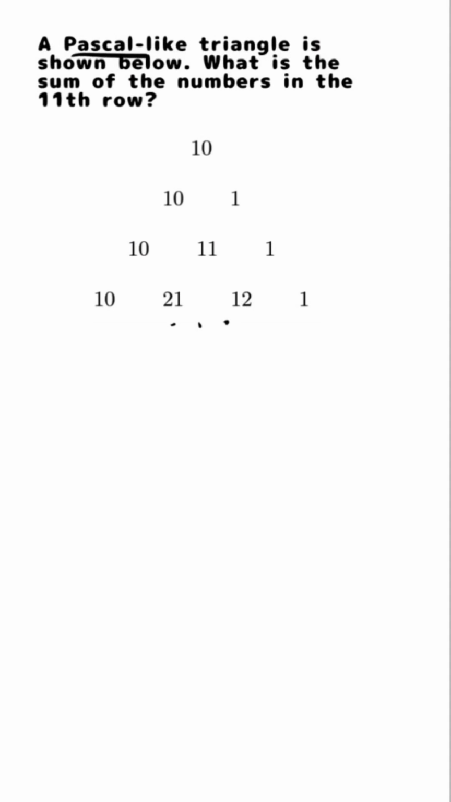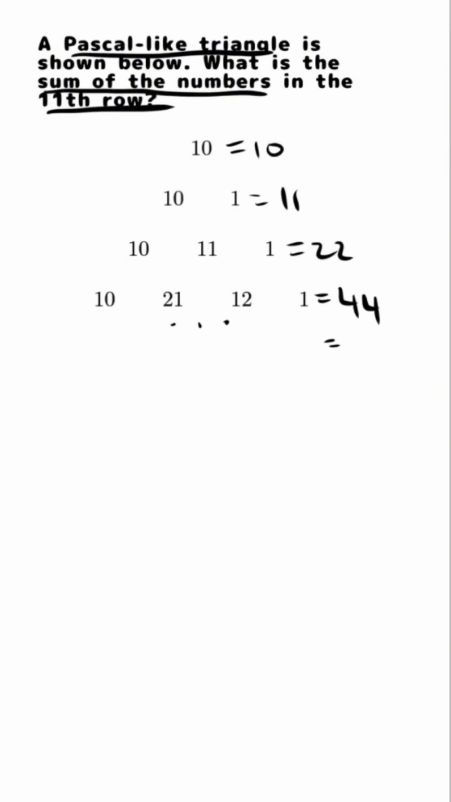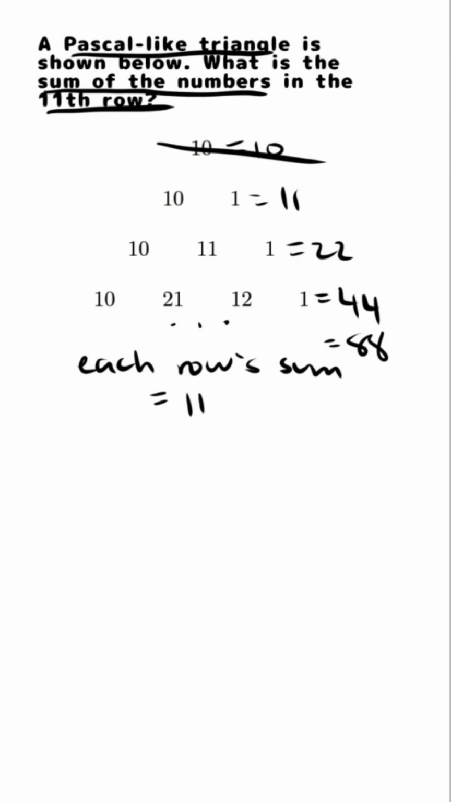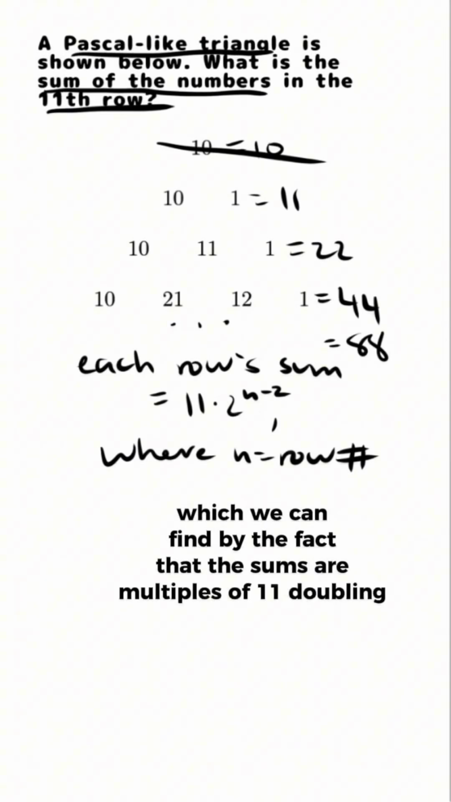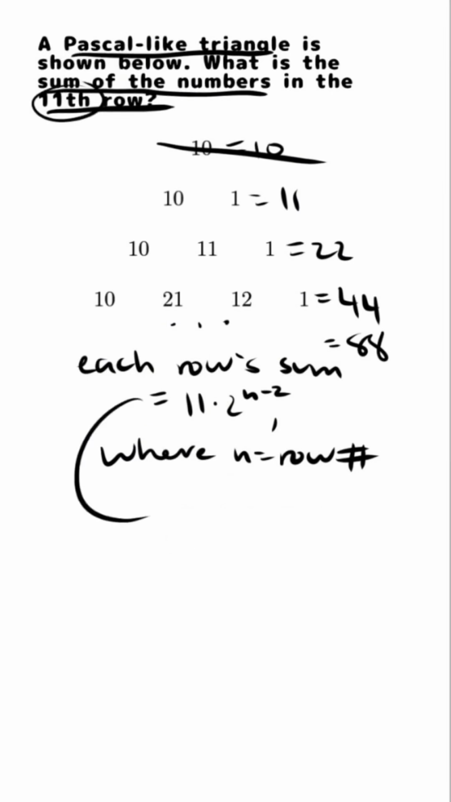Problem 2. A Pascal-like triangle is shown below. What is the sum of the numbers in the 11th row? We can notice the sum of the first row is 10, the second 11, the third 22, the fourth 44, and the fifth 88. Besides the first row which doesn't fit the pattern, the sum of the rows in this triangle are 11 times 2 to the power of n minus 2, where n is the row number. Since we're trying to find the sum of the 11th row, n equals 11, so we can plug this in to get 11 times 2 to the power of 9, which is 5632.